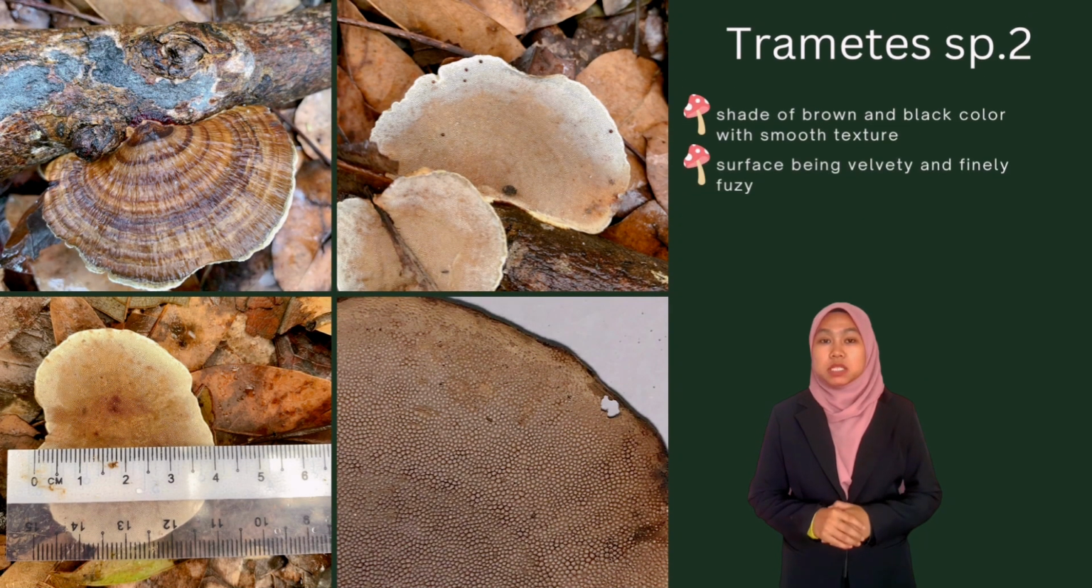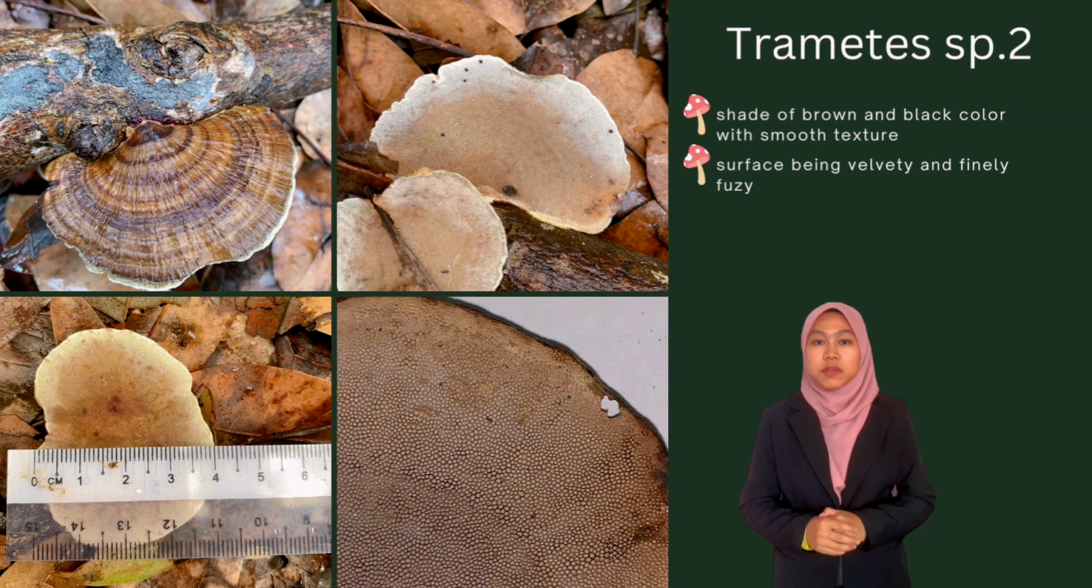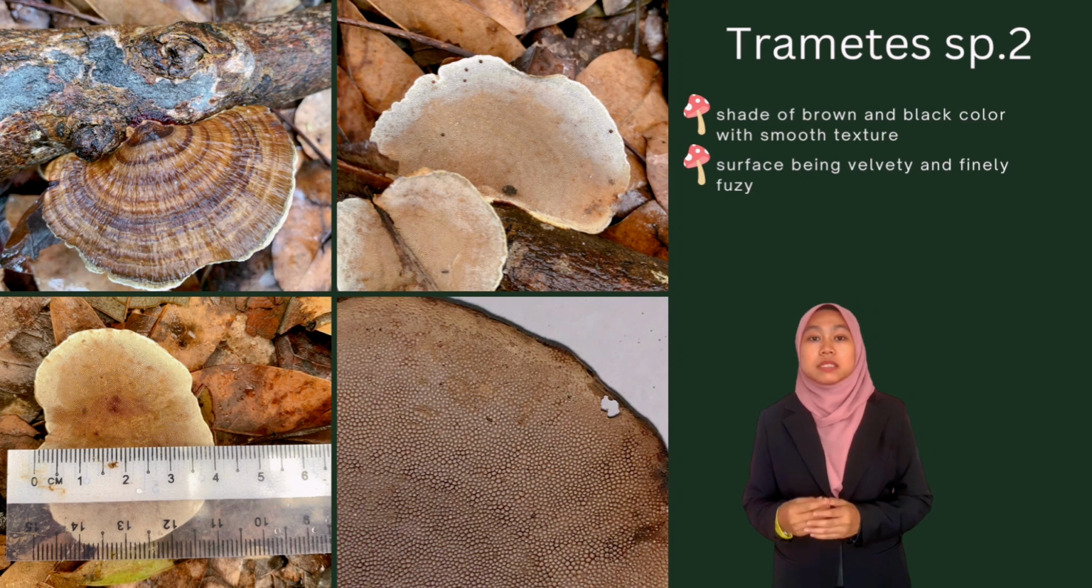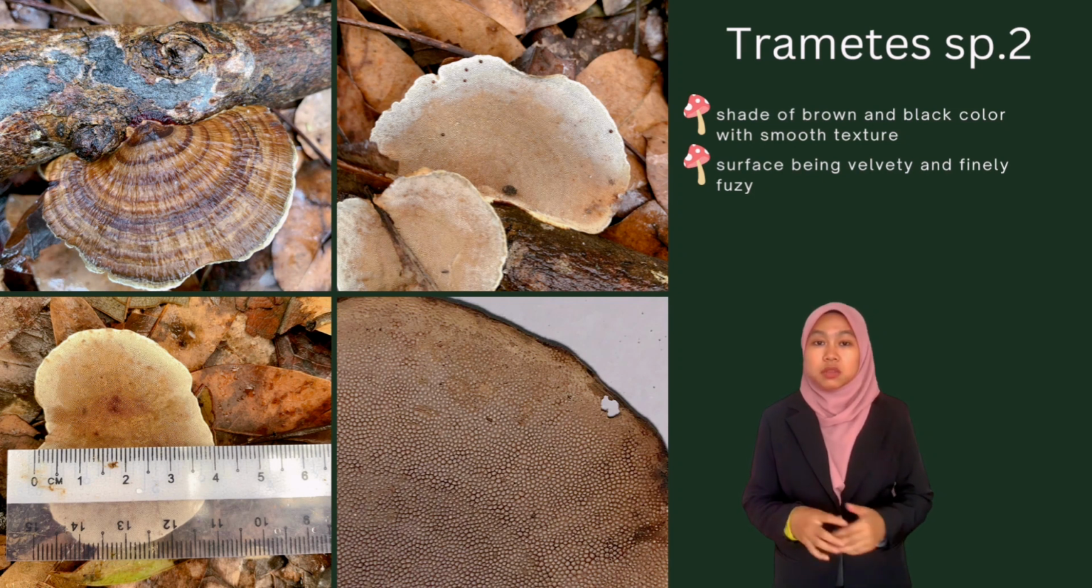Okay, this is Trametes species 2. The upper surface shows a shade of brown and black color with mouse texture, zoned with sharply contrasting concentric color zones, and the surface being velvety or finely fuzzy. The micromorphology is unavailable or cannot be observed under both light microscope and SEM, as it's slightly rotten, which causes a difficulty to observe their spores.